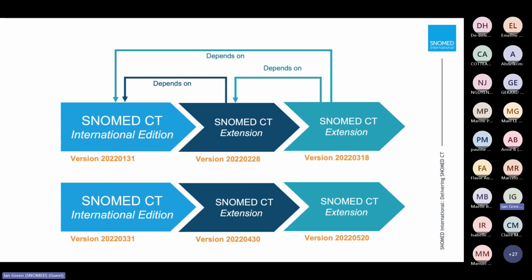Right, so if you think about this in terms of each release having a release date or a version. So the top one here, the version from the 31st of January 2022, you can have extensions, and it doesn't matter whether the extension was in February or March, they're dependent back on the January release. And the same on the bottom one, when you're looking at May or April, they're still dependent back on the March release. So there's always a dependency.